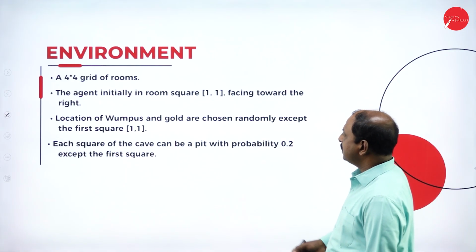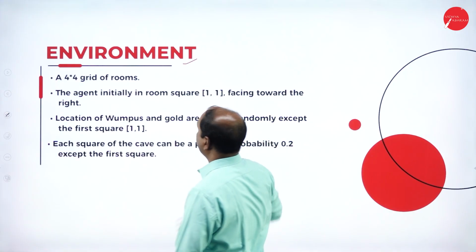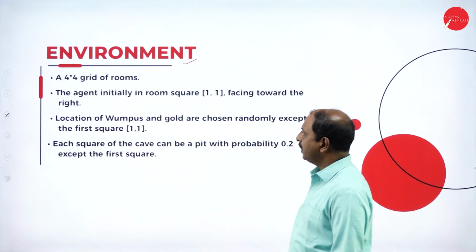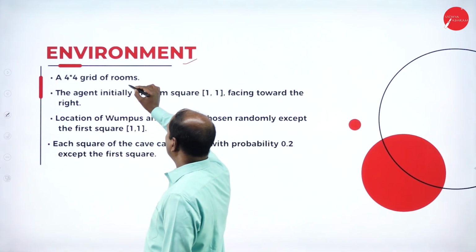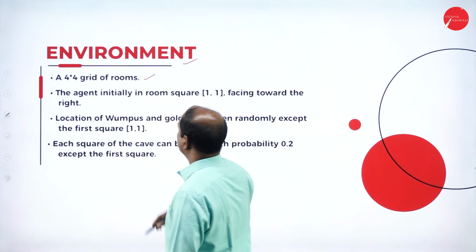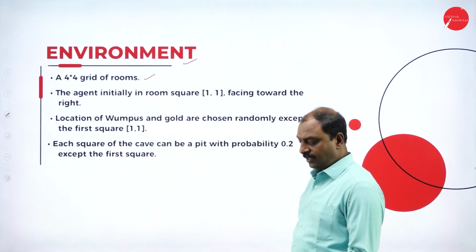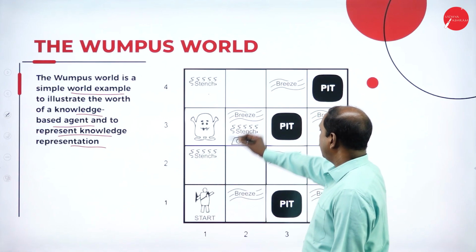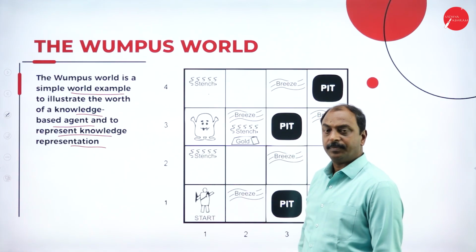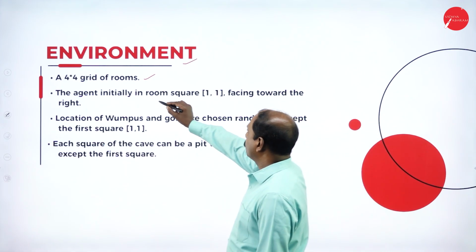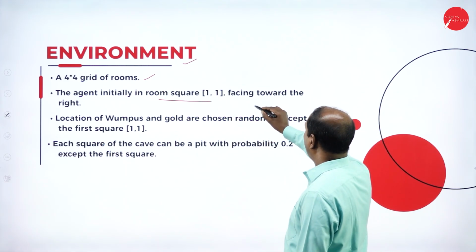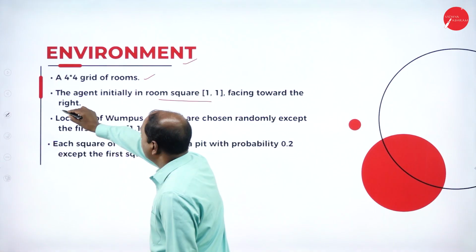In the next slides, we will see what the environment of this is. So here, as we have seen, it is a grid of 4 by 4 rooms. So there are 4 rows and 4 columns, and we have seen there are 16 squares in this problem. The agent is initially in the room square 1, 1 facing towards the right.